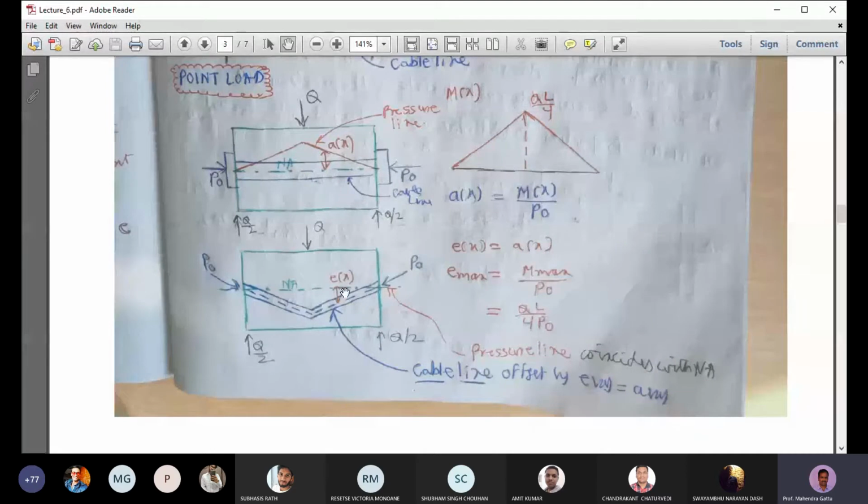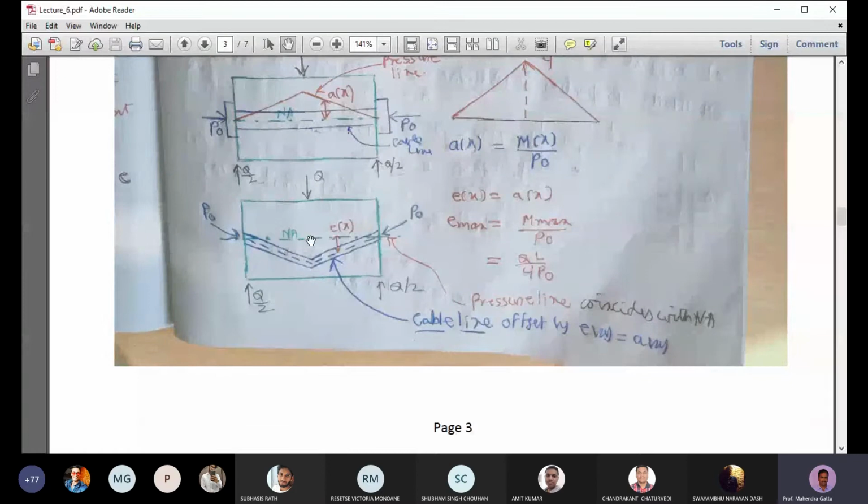So again, from this cable line, we can find the pressure line distance, and that is A of x. So it happens to coincide with the neutral axis now. The resultant of the pressure at any section is lying at the neutral axis. This is how load balancing is done, and we can find the maximum eccentricity, which is occurring at the center.